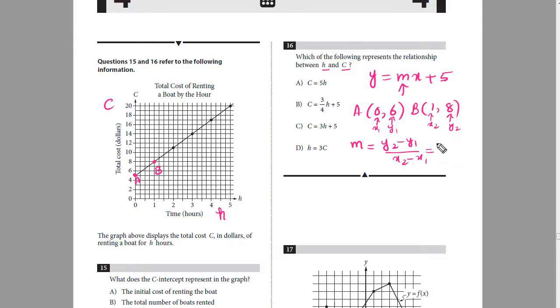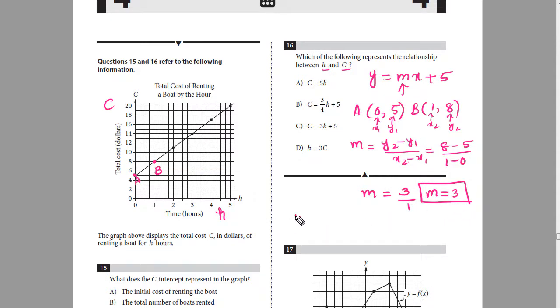So y2 minus y1 is 8 minus 6 divided by 1 minus 0. So 8 minus 6 is 2. So m is equal to 2 over 1. M is equal to 2. So 2 is the gradient. Sorry, over here this y1 is 5, it's not 6, so I'll just replace 5 over here. So 8 minus 5 will become 3. So my gradient will be equal to 3.